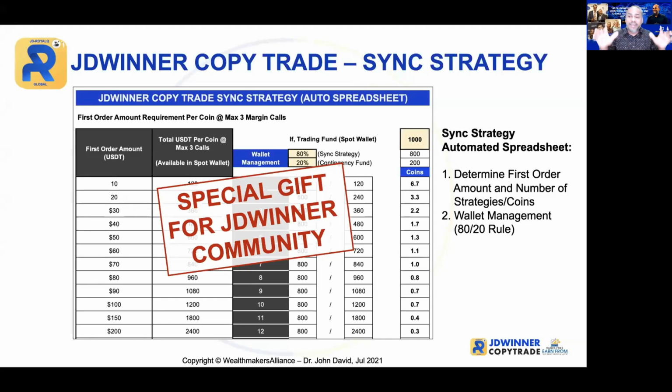So I have done an Excel spreadsheet, an automated Excel spreadsheet. All right. And I'm going to basically give it to every one of you who are here today. So what you need to do, right? Before I even give you the detail how to get the spreadsheet, let me show you the spreadsheet.